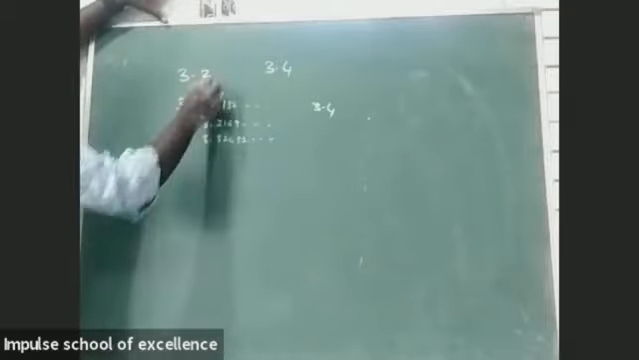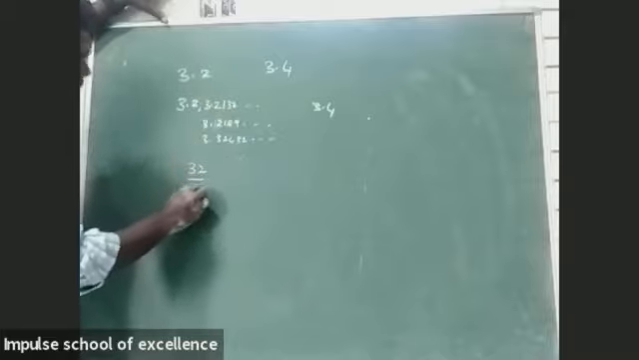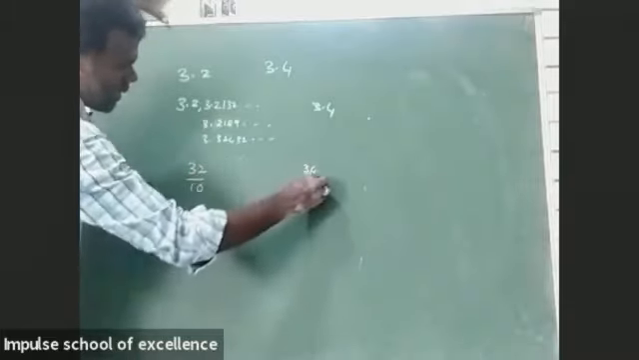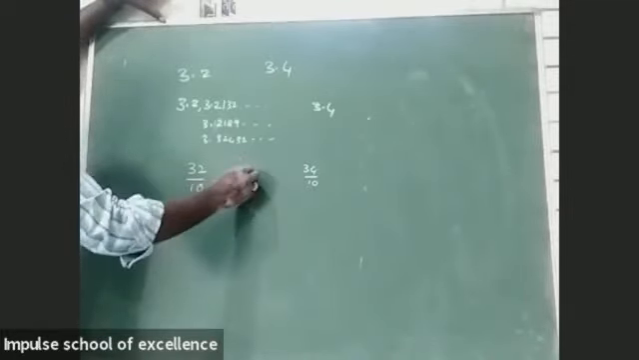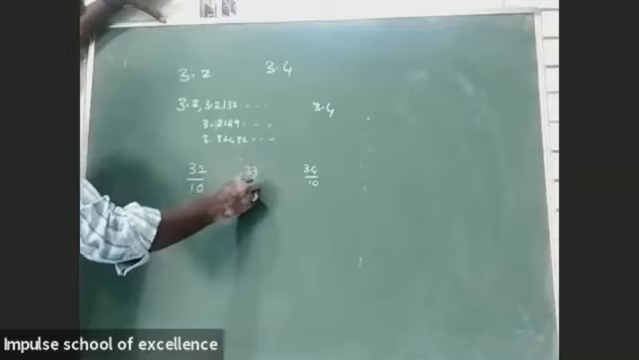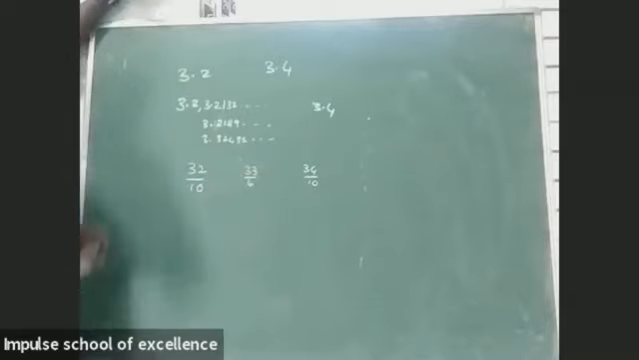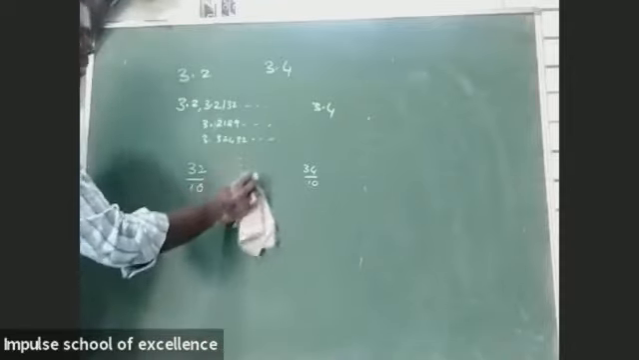In the same way, you may say, sir, we can write 32 by 10 and 34 by 10. Yes, very good, we can write. But between them there is a rational number 33 by 10 in the order. So if we are going to find 10 more rational numbers, we need to calculate.